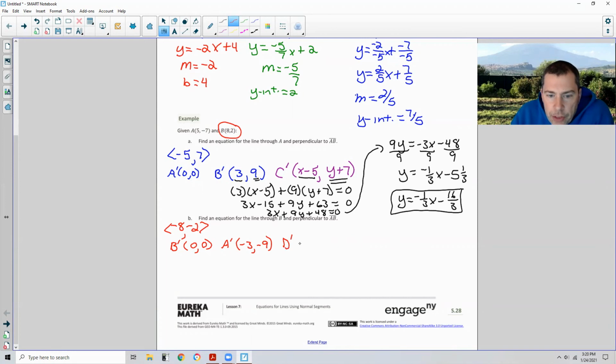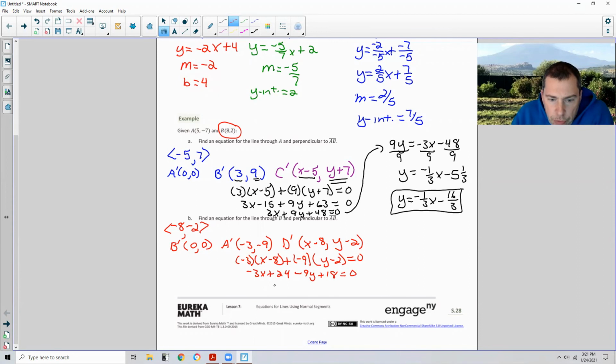So D prime is going to have to be x minus 8, comma, y minus 2. Our vector here tells us what to put here. And then we're just doing this again: x times x plus y times y has to equal 0. Distribute negative 3x, be careful, negative times a negative, 8 times 3, minus 9y plus 18 equals 0.